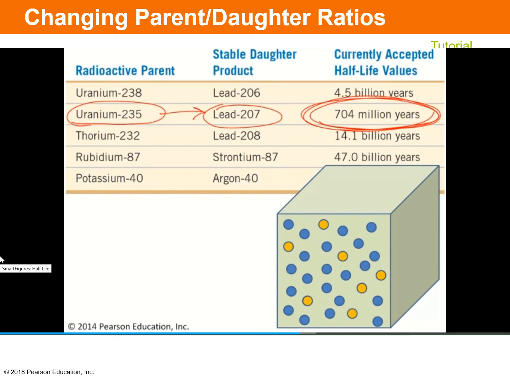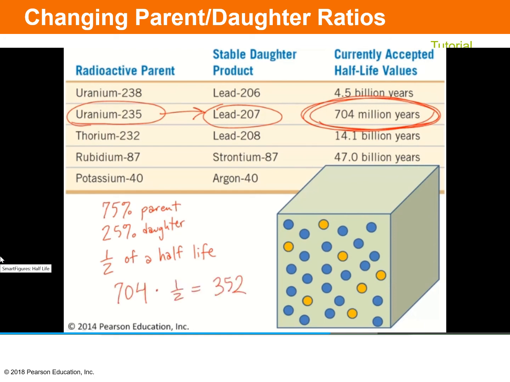Now, in the image that we've got down there right now, we've got about 75% parent, that's the blue dots. We've got 25% daughter, that's the orange dots. So that ratio is about half of a half-life. So if 1/2 of a half-life has transpired, that means we need to multiply 704 million years by 1/2. So this crystal is 352 million years old.